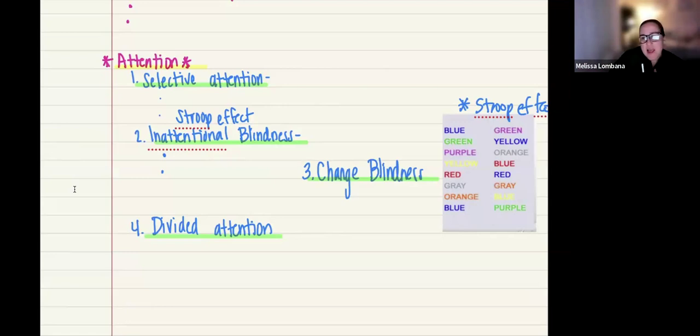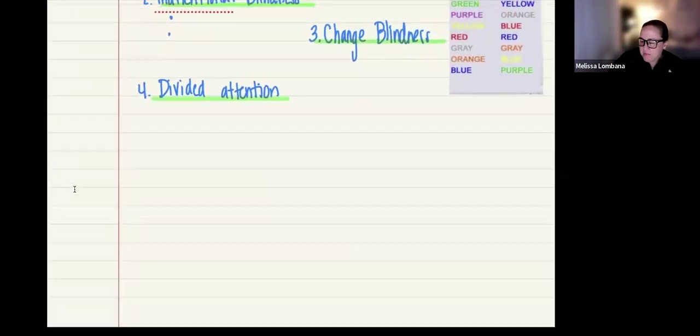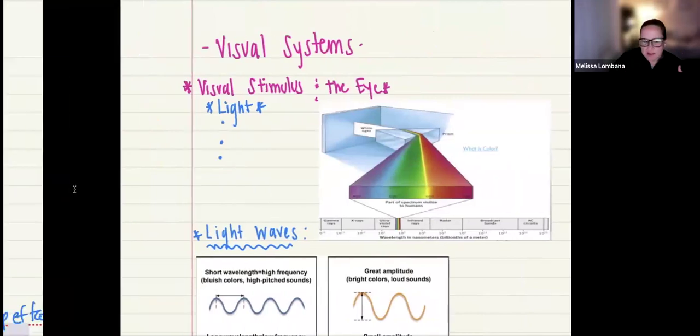And then the last one you need to know is divided attention. We've talked about this. Divided attention is basically when we are multitasking, splitting our attention into multiple things, and like the research says, it is not effective. It's hard for us to deep process that.